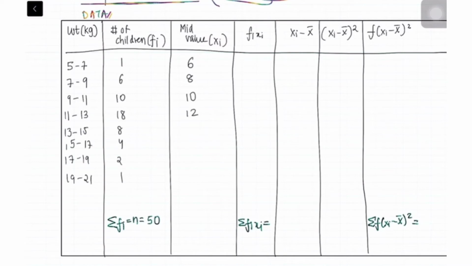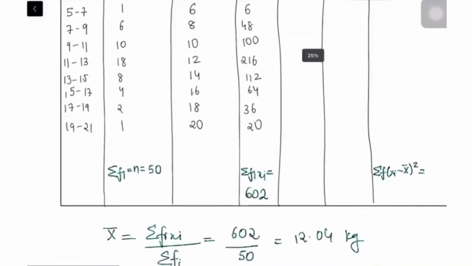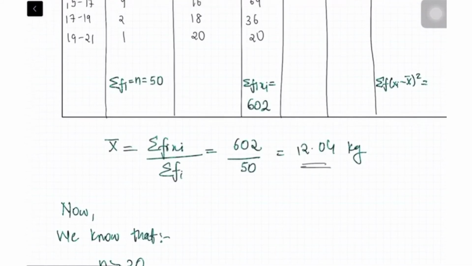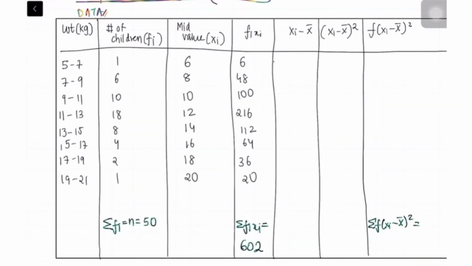Now whenever there is grouped data in any sort of sum, we are supposed to find out the mid value. So as you can clearly see, mid value has been calculated. Then fi xi, we are going to multiply individual frequency by individual mid value. Then we are going to sum up all the fi xi. After that we are going to calculate xi minus x bar. X bar is the mean. How did we calculate the mean?